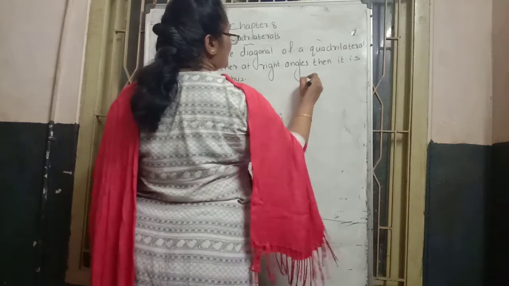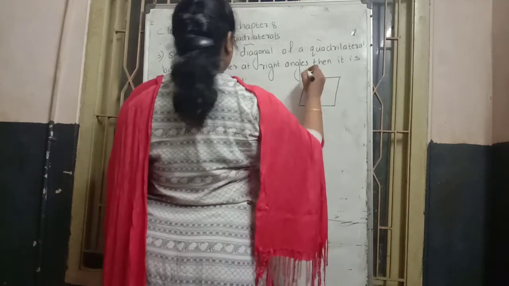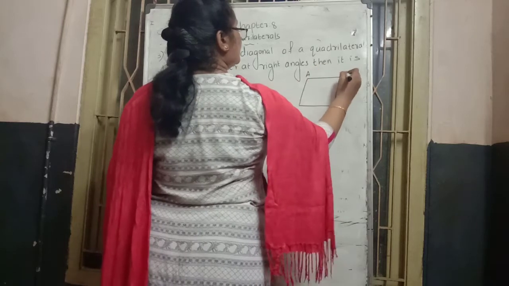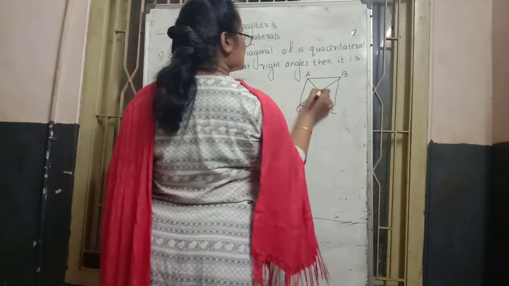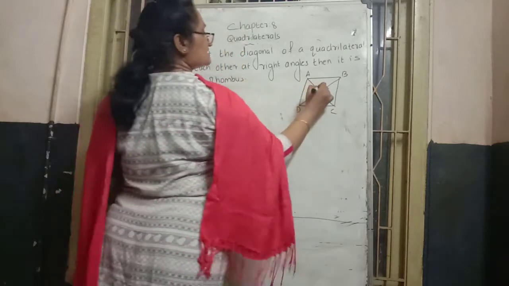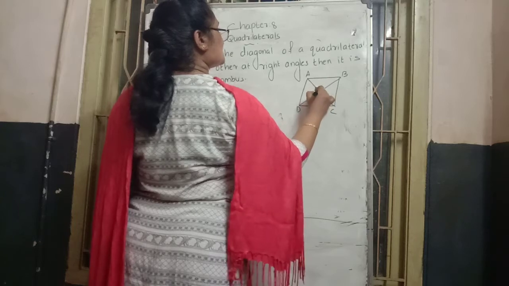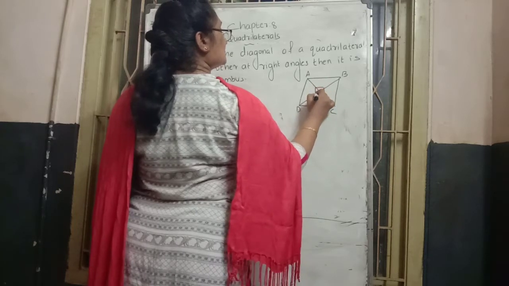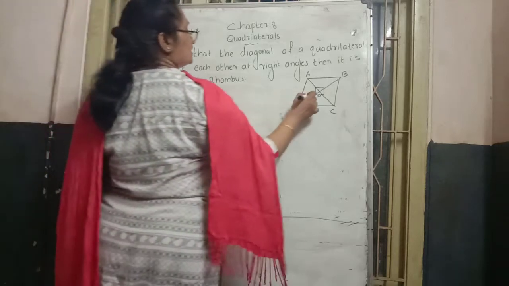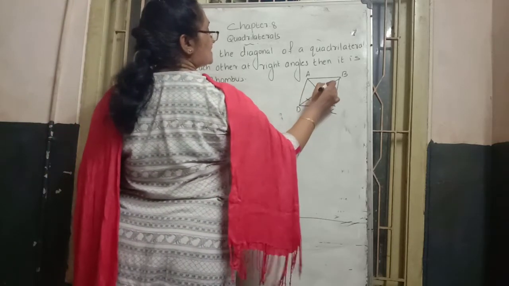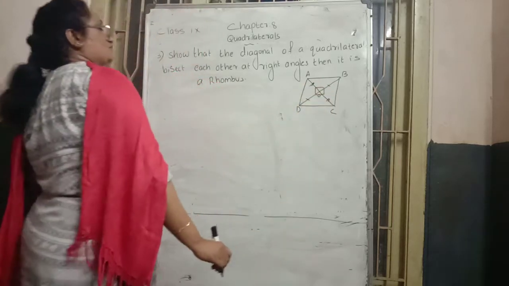So for proving it, we can draw a rhombus shape. Mark it as A, B, C, D. The diagonals are BD and AC. They bisect at the center O, and they make how many degrees at the center? 90 degrees. The diagonals bisect each other and make 90 degrees at the center. We want to prove this. So how to prove it first?